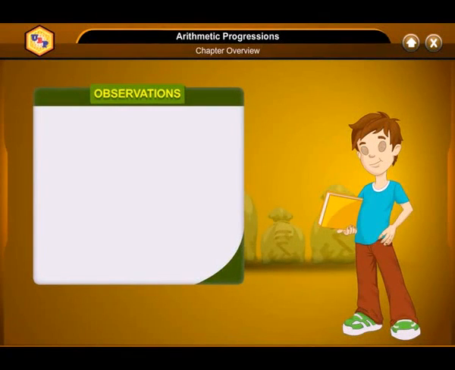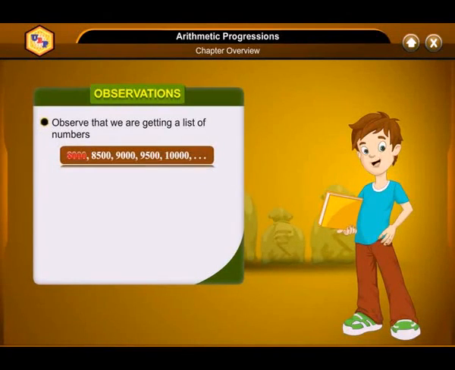Observations. Just write down the salary for the first, second, third and fourth year. We can observe that the numbers are in AP. Observe that we are getting a list of numbers 8,000, 8,500, 9,000, 9,500, 10,000. These numbers are in AP.